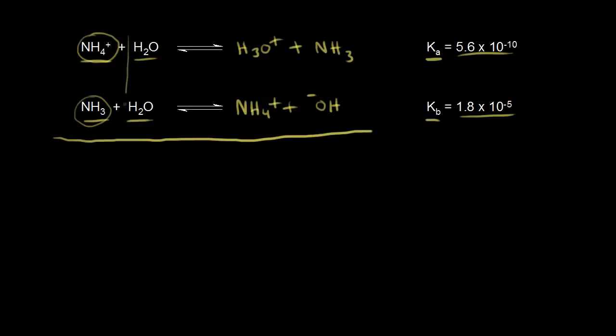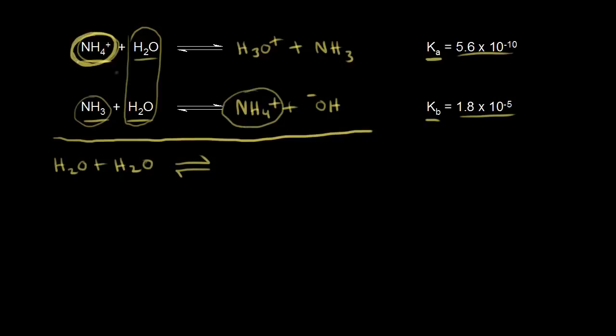So we have two water molecules for our reactants. So let me go ahead and write H2O plus H2O here. And what about ammonium? Well, we have ammonium on the left side as a reactant. We also have ammonium over here as a product, and so that cancels out. Same thing happens with ammonia, NH3. We have NH3 as a reactant and NH3 as a product. We can cancel those out too.